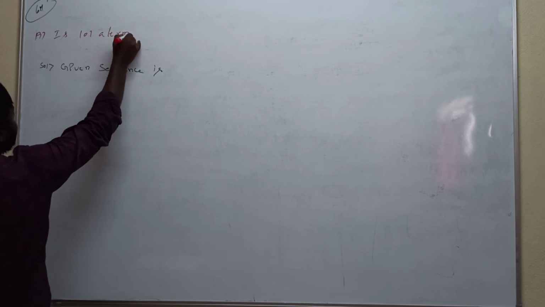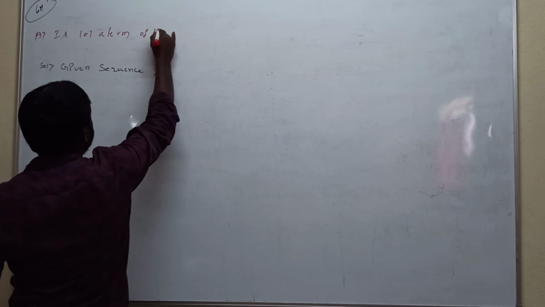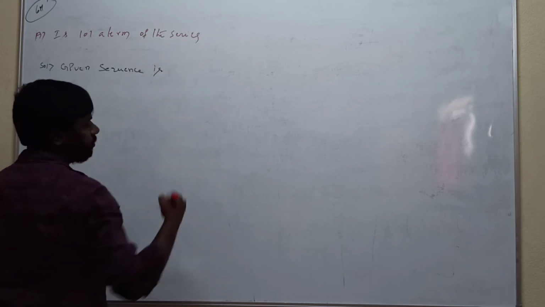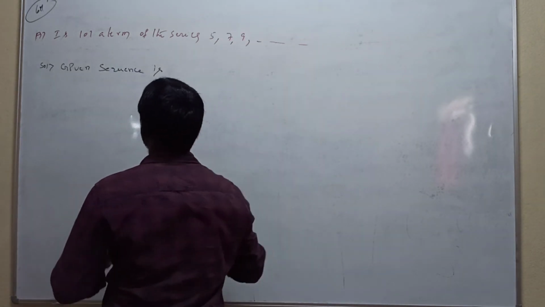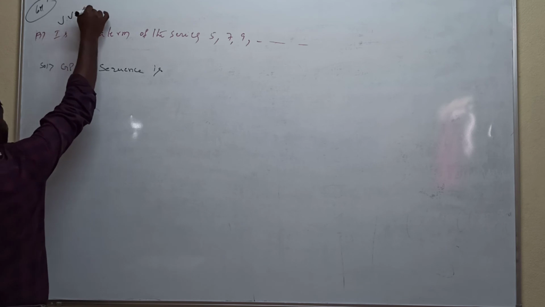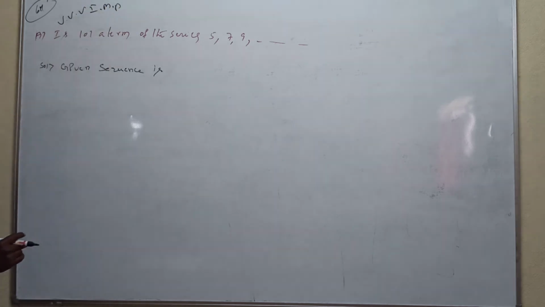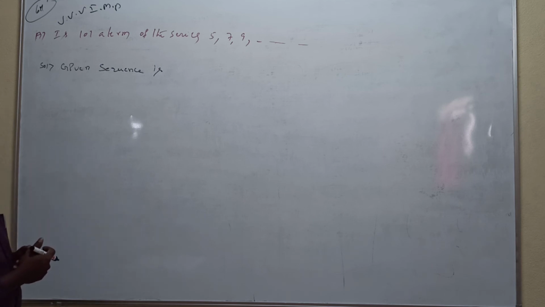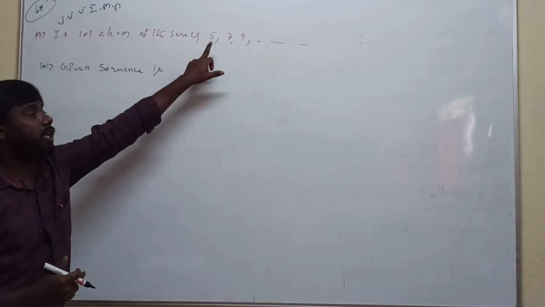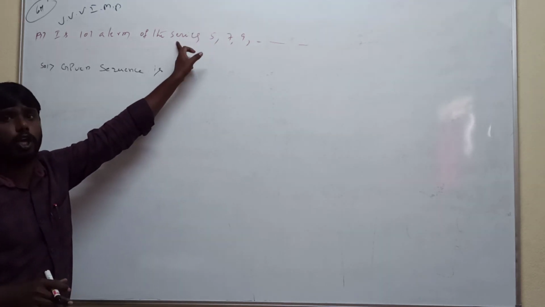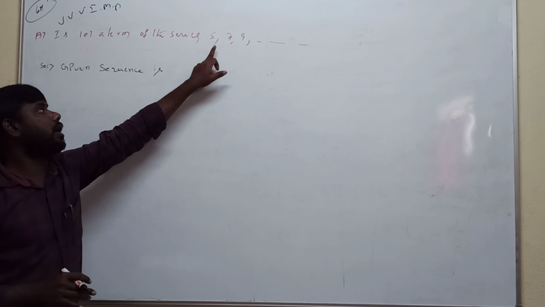Is 101 a term of the series 5, 7, 9, and so on? Very important discussion. Don't get confused, it is the same as the before question. Which term of the series? Here they directly give the 101 term of the series. In the textbook they say series, but we can change that to sequence. Okay, 5, 7, 9, and so on.